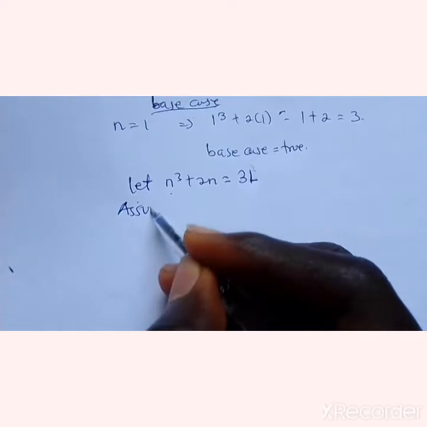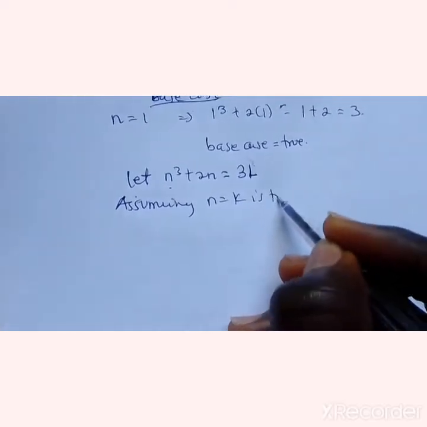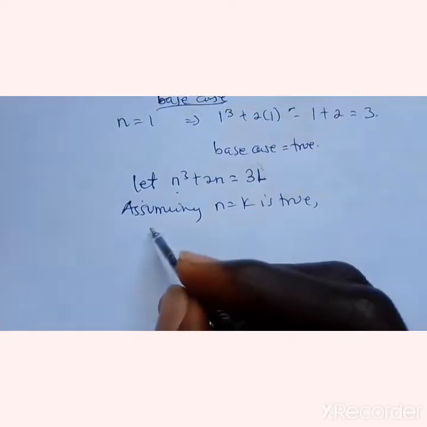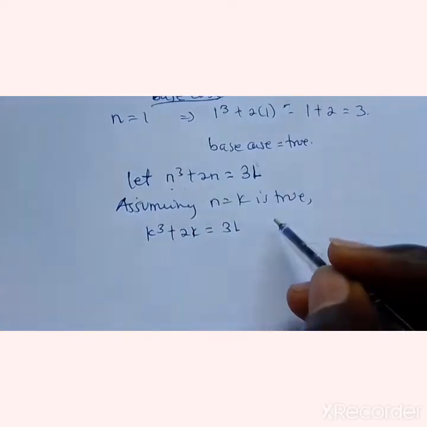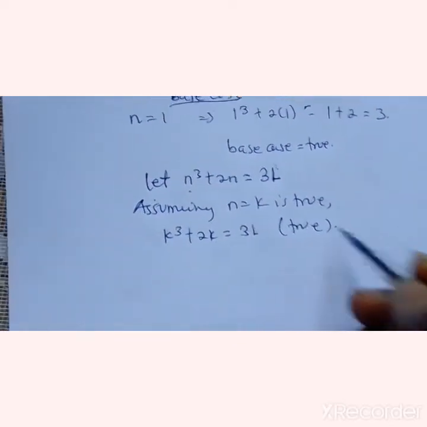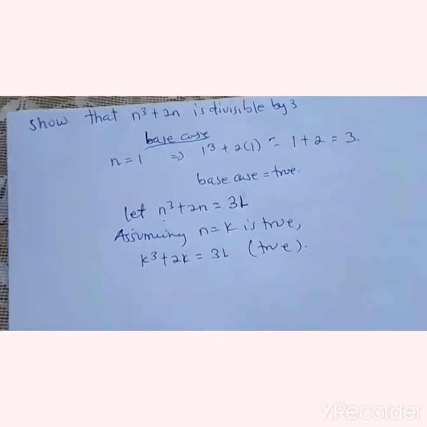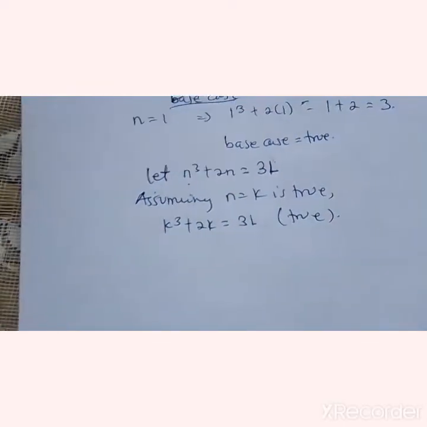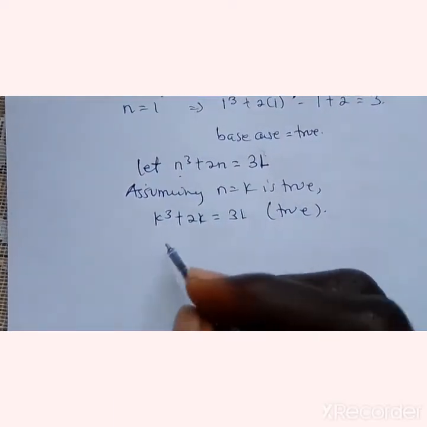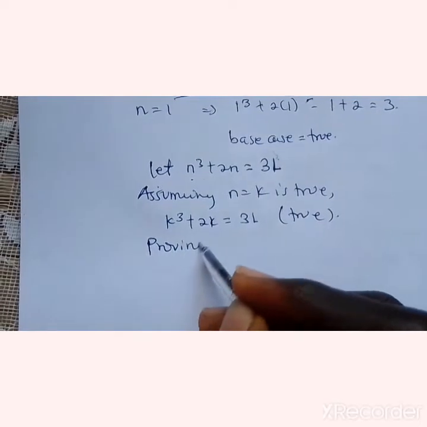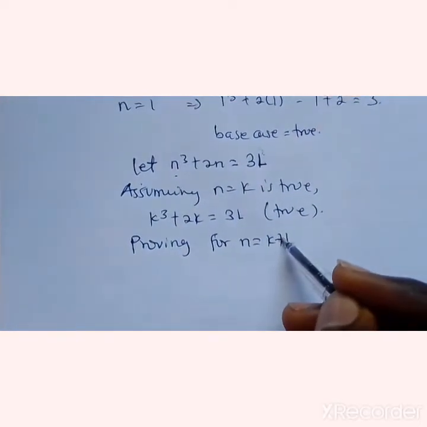So here we do our assumption. Assuming n is equal to k is true, I'll have k cubed plus 2k equal to 3L. So I have assumed that k cubed plus 2k is equal to 3L. The 3L standing there means that it is divisible by 3. Now let's move straight to proving for n equals k plus 1, the inductive step.